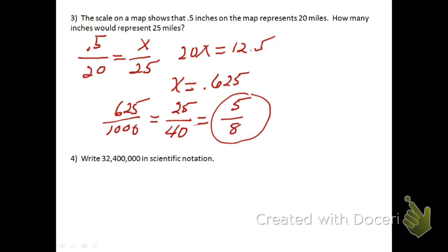Number 4, to write a number in scientific notation, we first represent the number as a number between 1 and 10, so I'm going to move that decimal clear up here between the 3 and the 2. So I have 3.24, and we can leave off the trailing zeros, times 10. So I have to move it 1, 2, 3, 4, 5, 6, 7 places to get back to where it belongs, and I want it to move it to the right, so it's positive 7.